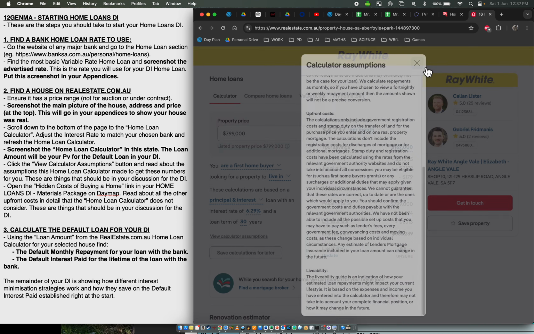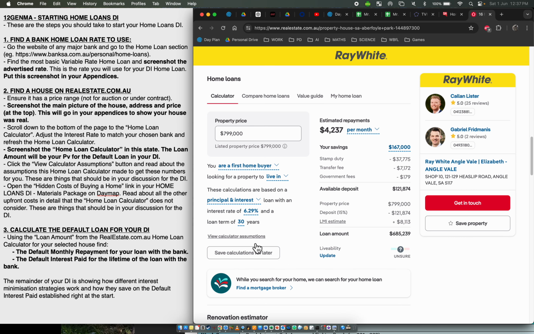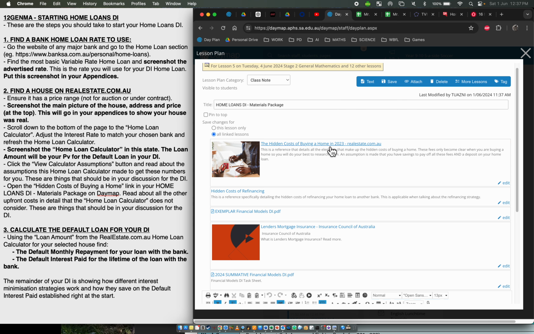So if you're using this home loan calculator, you might as well talk about the assumptions that it's telling you it's making, because that gives you something to write about in your actual assignment. All right? So that's the first assumptions you could find. These are things that should be in your discussion for the DI. And also, another assumption that you can look into is this. So go to your Home Loans DI materials package and go to this link.